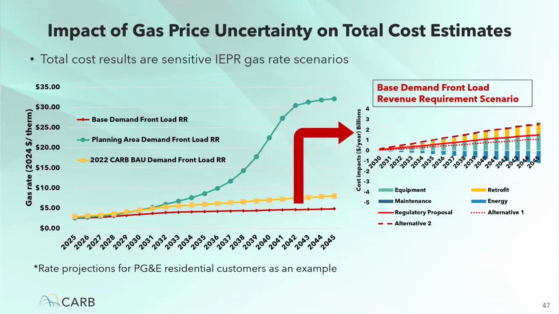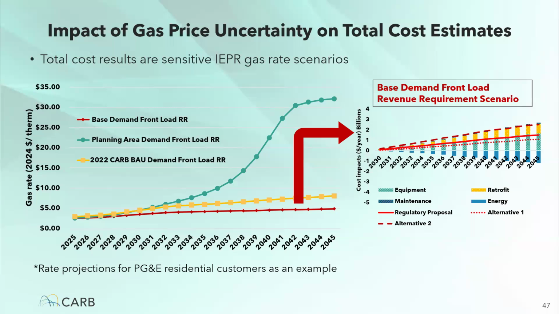So, among all types of energy, the future price of natural gas is especially uncertain because it depends on domestic policies, global market, and how quickly gas demand changes. So in our analysis, we use the latest gas price forecast from the CEC 2025 IEPR, Integrated Energy Policy Report. The forecast includes more than 10 scenarios based on different demand levels and the utility revenue needs.